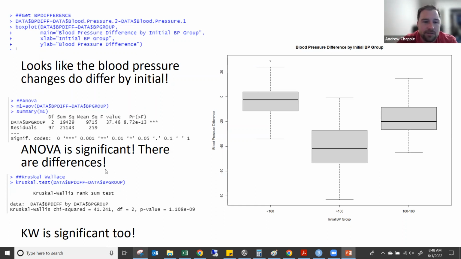So there are differences, and I can do this via a Kruskal-Wallis test too. So kruskal.test, BP diff by data BP group. This p-value is also significant. So both the ANOVA and the Kruskal-Wallis test said that there were differences. The ANOVA says that there are significantly different blood pressure differences by initial BP group in terms of means. And the Kruskal-Wallis test said that there were significantly different medians in terms of that difference.